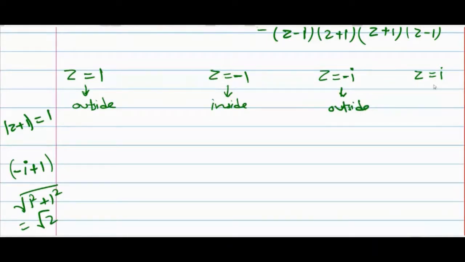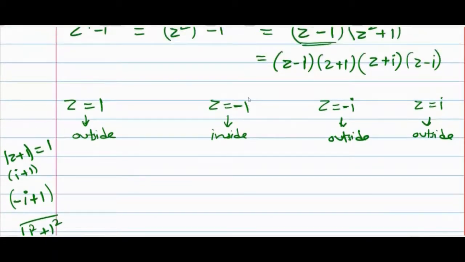Then z equal to i. So it becomes i plus 1. Magnitude of i plus 1 is root 2. It is greater than the radius. So this point is also outside. Okay? So z equal to minus 1 is the inside point, and the rest are outside points.